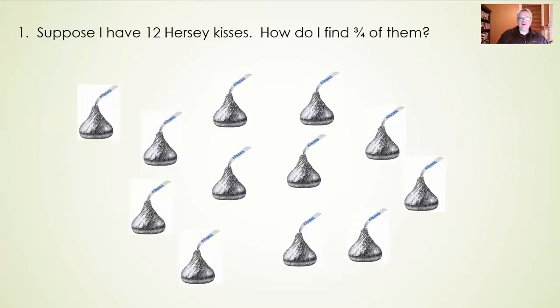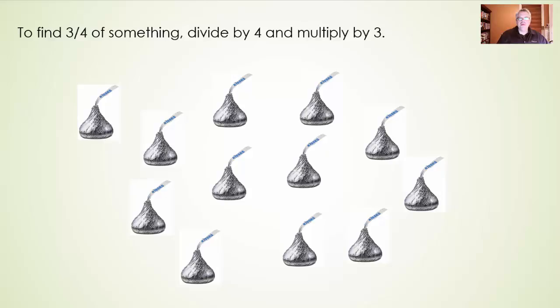But first, I want to talk again about the shortcut method for finding percents, and hopefully you can understand the reason behind it. So let's start with some Hershey Kisses. We have 12 of them here. So the question is, how do I find 3/4 of them?